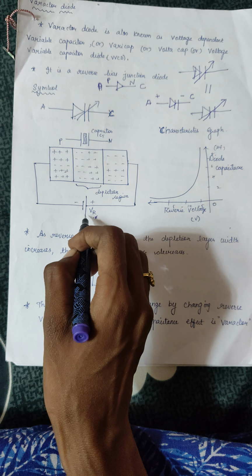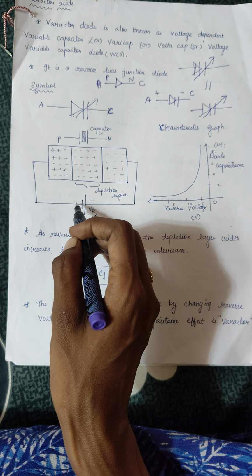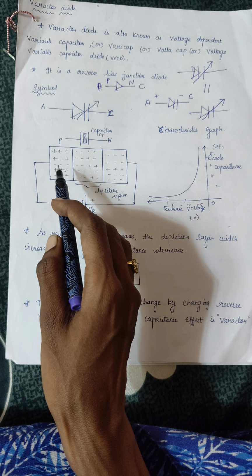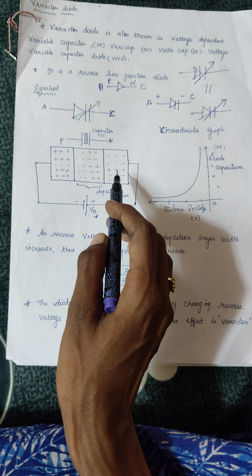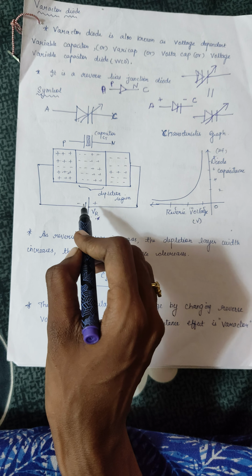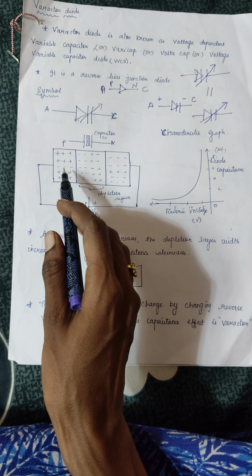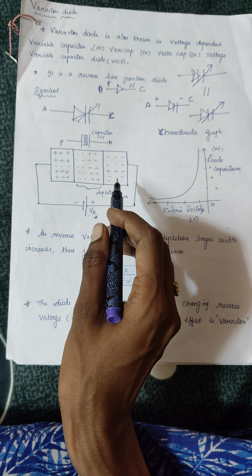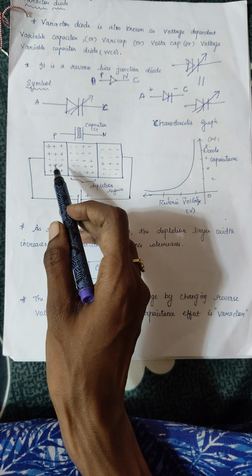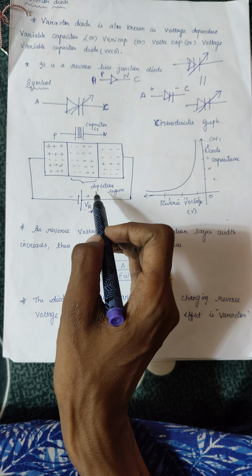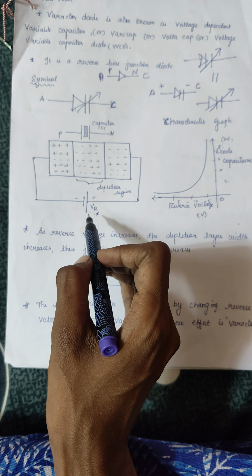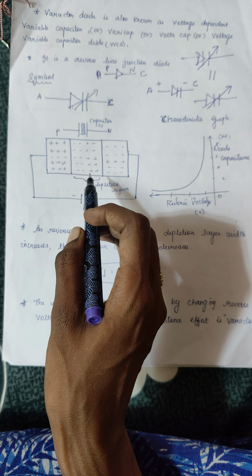Now, if you increase the reverse voltage, what will happen? This is the negative side and this is the positive side. Here you have the P side and this is the N side. The P side contains a majority of holes, whereas the N side contains a majority of electrons, which you all know. If you increase the reverse voltage, the negative terminal attracts the holes and the positive terminal attracts the electrons. Then the holes and electrons move away from the junction instead of crossing it, and automatically the depletion region width increases. This is the main point: under reverse bias, the depletion region width increases.